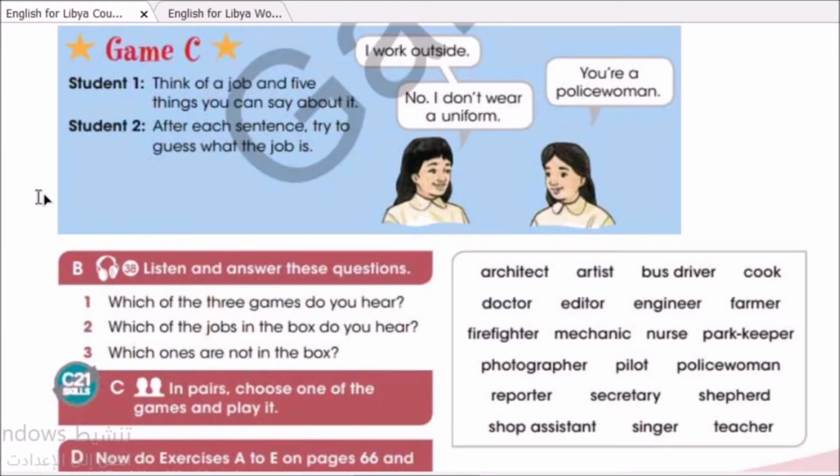Very good. Now, let's listen to part 2. Part 2, teacher and class.